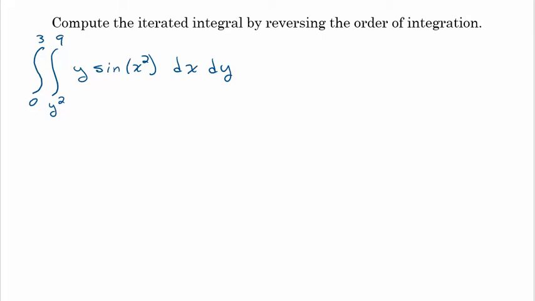So the first order of business here is to visualize the region that this iterated integral is integrating over. We need to figure out what that region is, and then we can think about how we could switch the bounds. Okay, so let's look at this inside integral. It's telling us that x is going from y squared to 9, and it's telling us y is going from 0 to 3. You think you could draw a graph of that region? I think you should try.